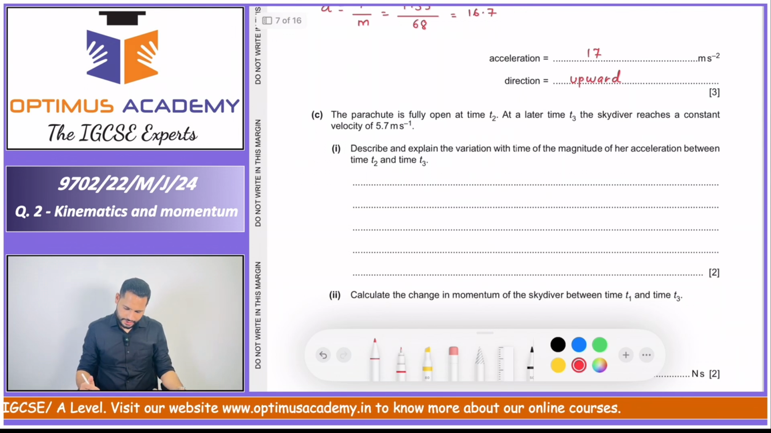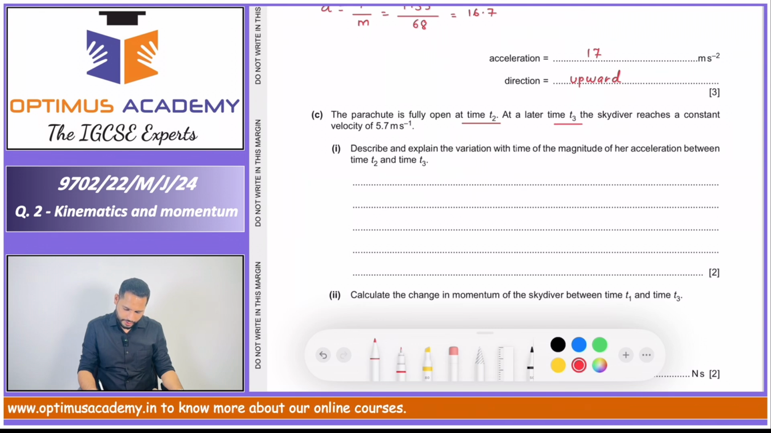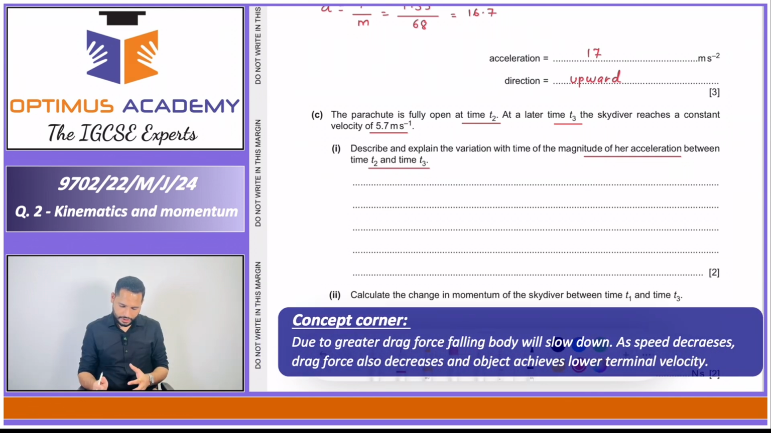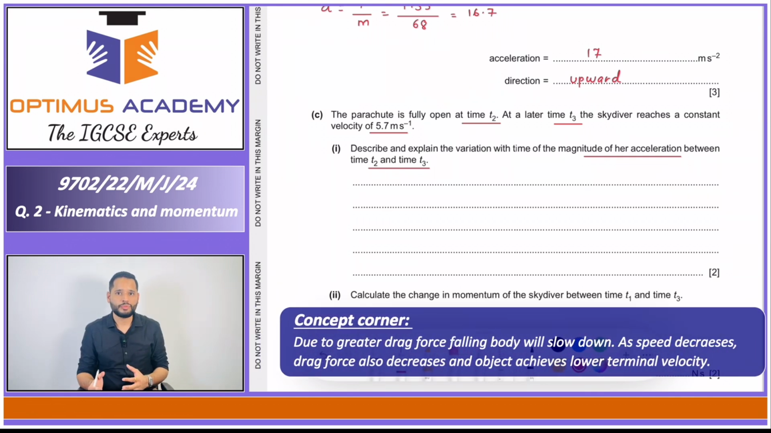Now, the next question says the parachute is fully open at time t2. At a later time t3, the skydiver reaches a constant velocity of 5.7 meter per second. Describe and explain the variation with time of the magnitude of her acceleration between T2 to T3. So, the person is achieving a second terminal velocity of value 5.7. You can understand the previous terminal velocity was 39 meter per second and now the new terminal velocity is 5.7 meter per second. Why does the person achieve a lower terminal velocity?